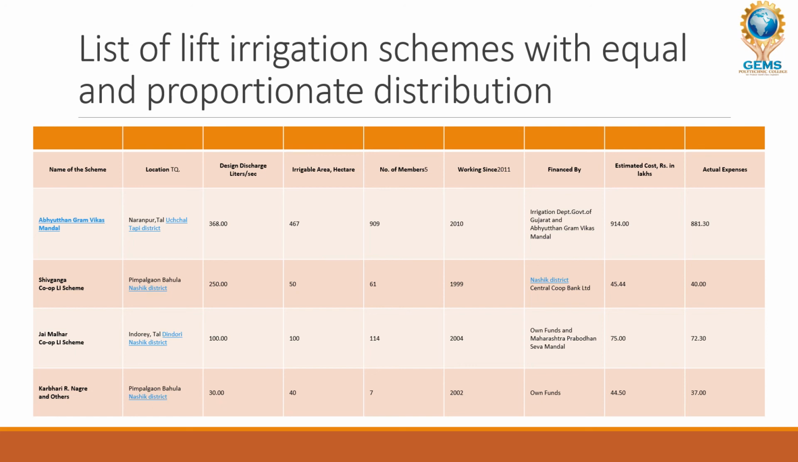Then you can see the Shivaganga Co-op LI scheme, which was constructed in Nashik district. You can see how much area it irrigates, like 50 hectares, and when it was constructed, in 1999, which makes it an older scheme. Okay, fine.